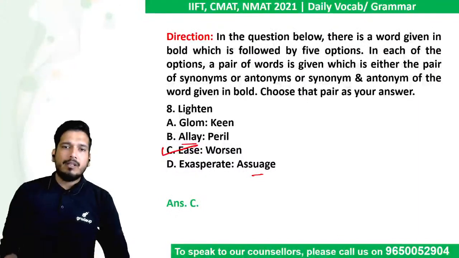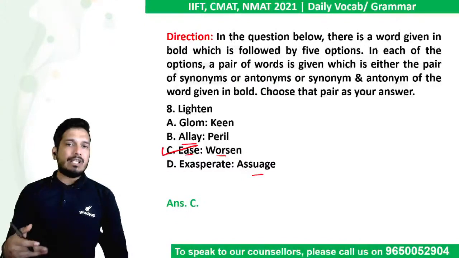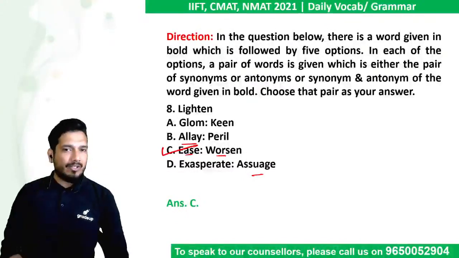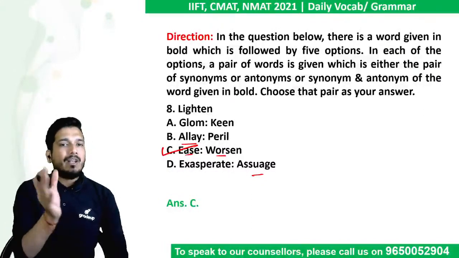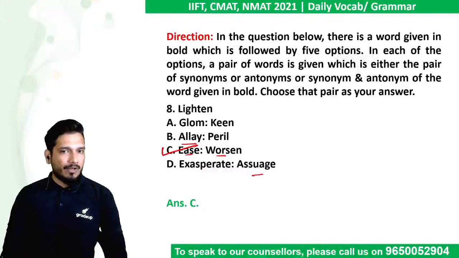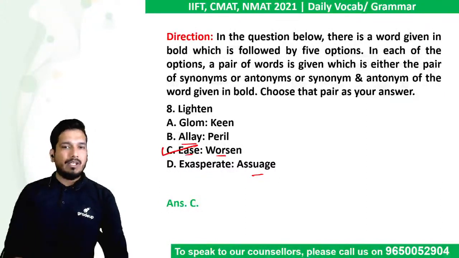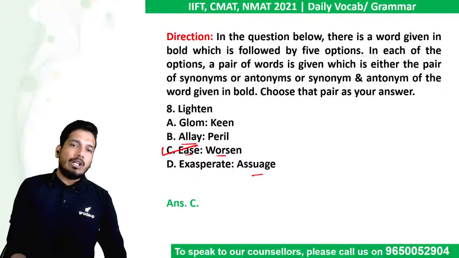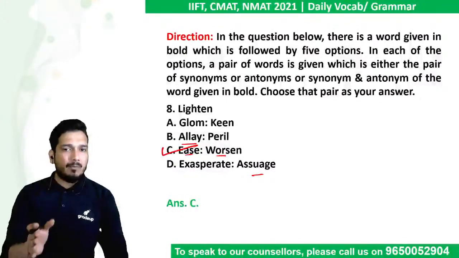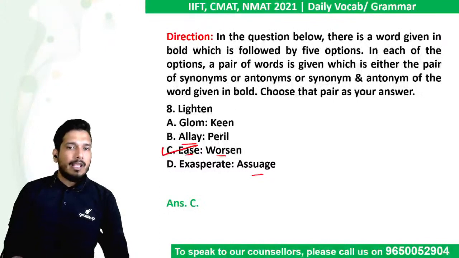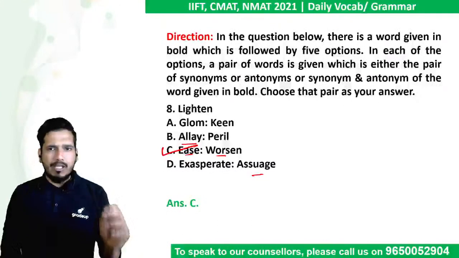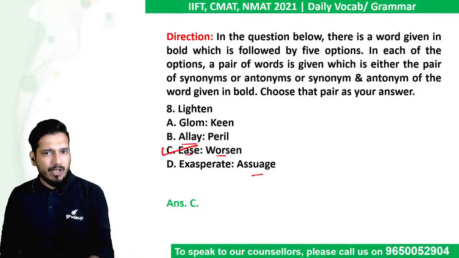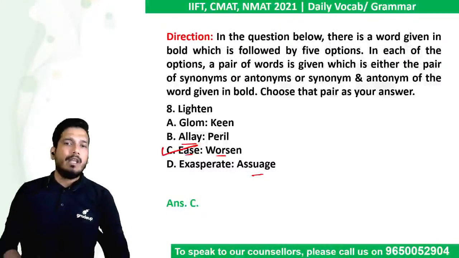Lighten means lighten, right? So C, ease is to worsen. This is one of those questions in which option C is so obvious that you don't even need to look at options A, B, and D. I deliberately kept the remaining three options quite difficult so that you don't easily spot C. You don't even need the method of elimination. You just see the answer and mark it. Ease means lighten and worsen means to make something difficult, so ease and worsen are synonyms and antonyms of lighten. So C is the answer.